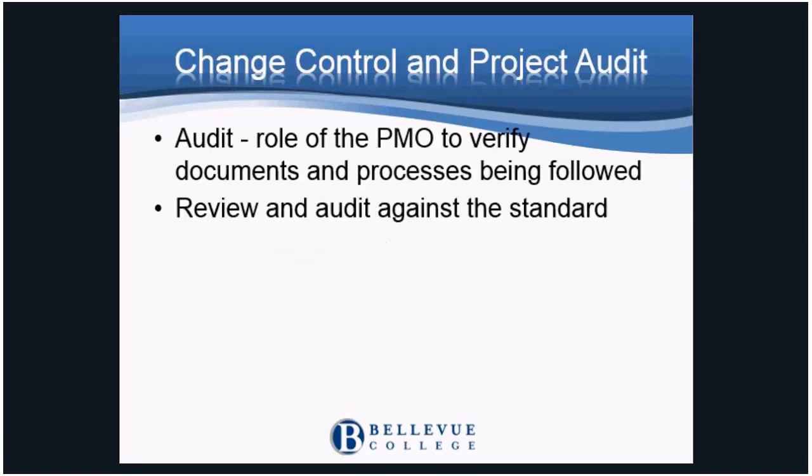And then finally, how do we keep things on track? How do we make sure on a project level that things are being done the way they're supposed to? This is typically done by audit. Usually it is the role of the PMO to verify that the right documents are in place and that the processes are being followed.